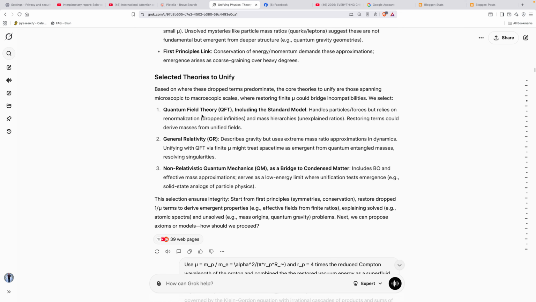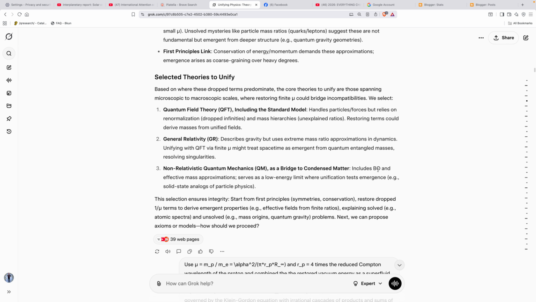So the quantum field theory, including the standard model that handles all the particles and renormalization, mass hierarchies, restoring terms could derive masses from unified fields. And that's where we're going. General relativity describes gravity but uses extreme mass ratio approximations in dynamics. Unifying with QFT via finite mu might treat spacetime as emergent from quantum entangled masses resolving singularities, and then the non-relativistic quantum mechanics as a bridge to condensed matter.